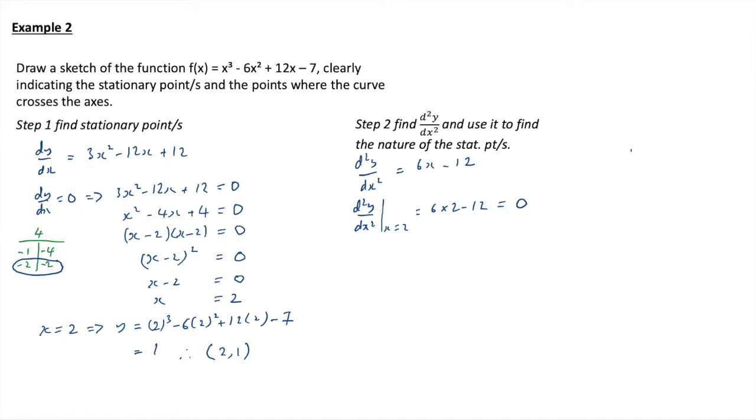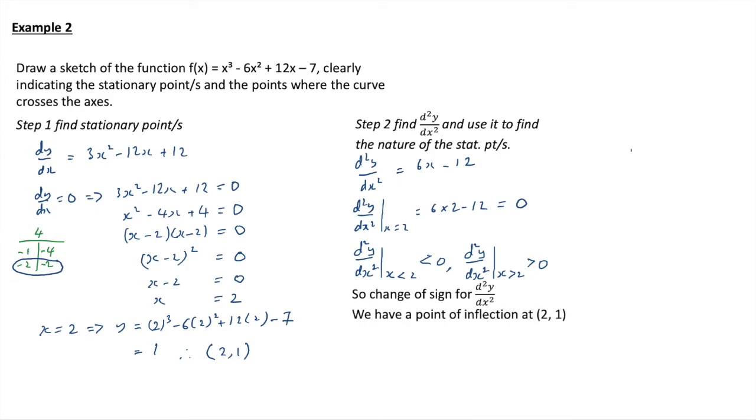So it's looking like we might have a point of inflection, but we need to check whether the second derivative changes sign at this point. So if we think about d2y by dx squared when x is less than 2, well, 6x minus 12 will be less than 0. Similarly, when x is greater than 2, 6x minus 12 will be greater than 0. So we have our change of sign for d2y by dx squared, and we can conclude that we have a point of inflection, a stationary point of inflection in fact, at 2, 1.